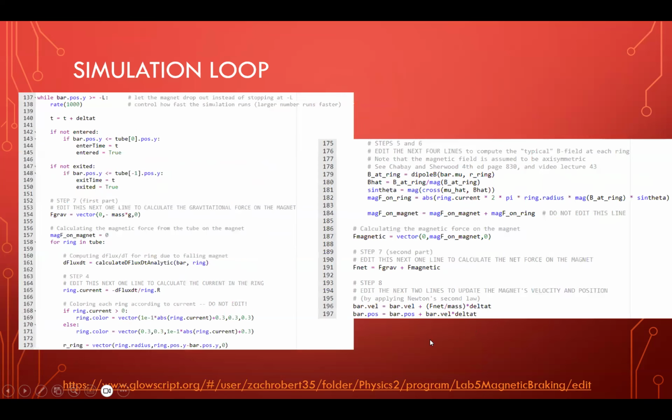Here's the simulation loop to simulate the magnet as it falls through the loop. The force of gravity and the magnetic force are represented here, and the net force is the summation of those two. The velocity and position update formulas are given here, which are derived from Newton's second law.